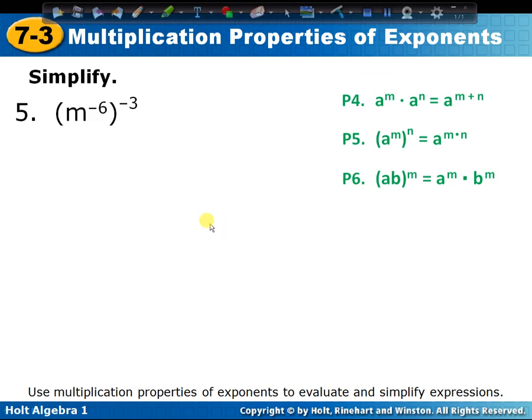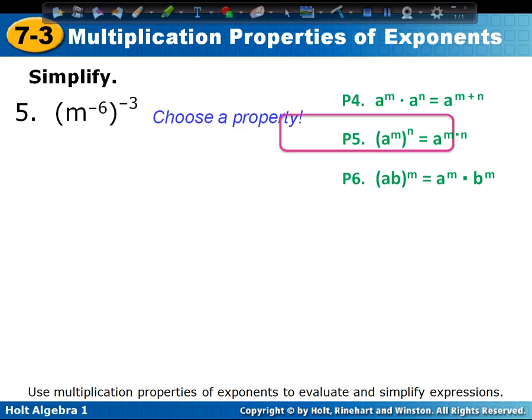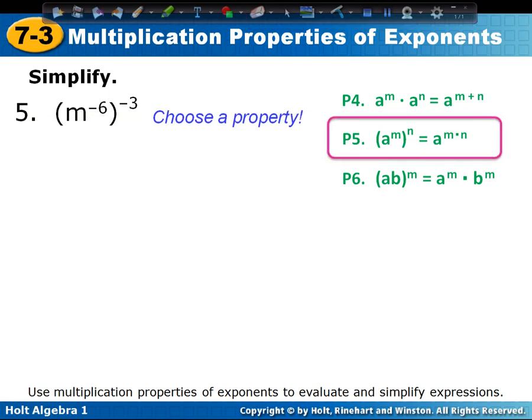All right, number 5 says m to the negative 6 raised to the negative 3 power. So this again is a power raised to a power, so that's property number 5. And it says if we have a power raised to a power, we can take those two powers and multiply. So we're going to say m to the negative 6 times negative 3, and that's going to give us m to the positive 18. Take a minute. Sorry about that. Make sure you have that work written for that one before you move on.